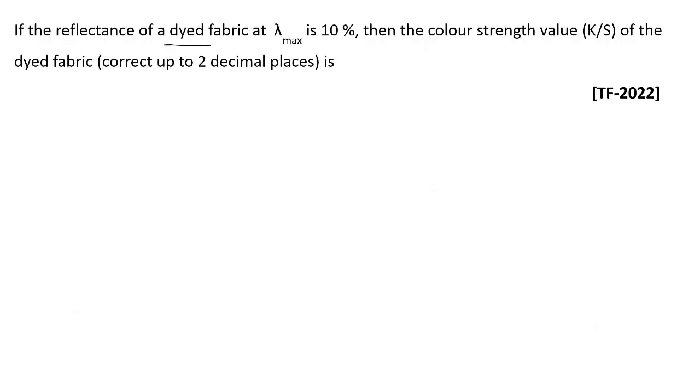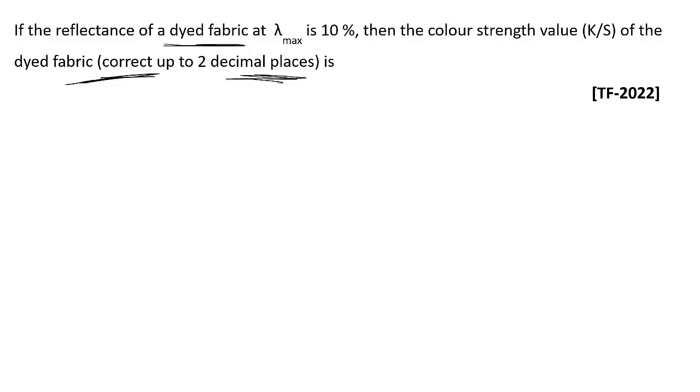If the reflectance of the dyed fabric at lambda max, maximum wavelength, is 10%, then the color strength value K by S of the dyed fabric, correct up to 2 decimal places, is. You just need to know what is K by S value. Higher the K by S value, higher the color strength.